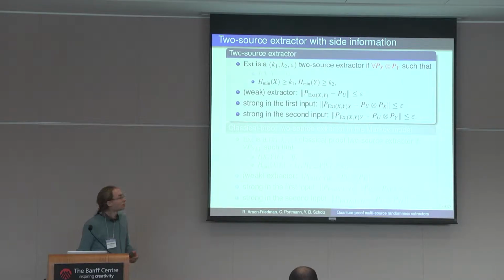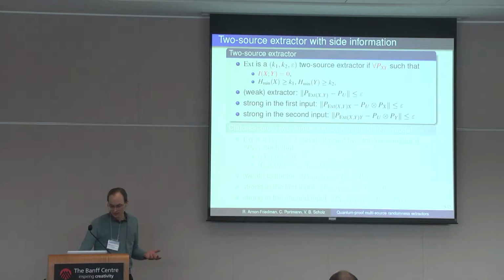So the definition I wrote for the two-source extractors was this one. For any independent X and Y, we just have bounds on the entropy of X and Y. So this we could write slightly differently and say for any joint distribution of X and Y which are independent, which basically have the conditional information between X and Y being 0, these should hold. So this is exactly the same definition.